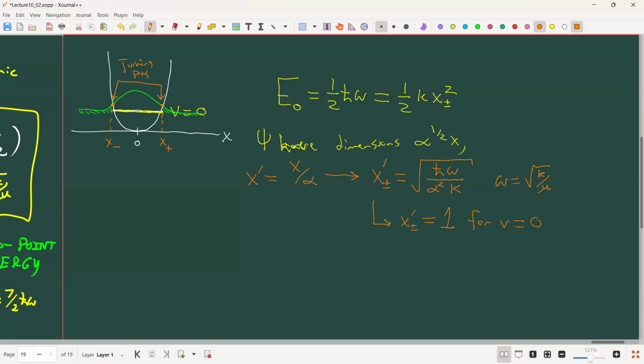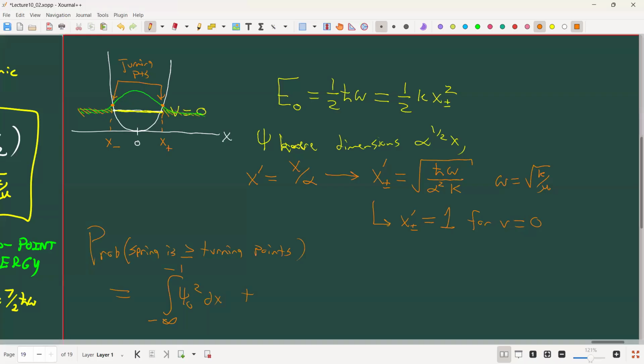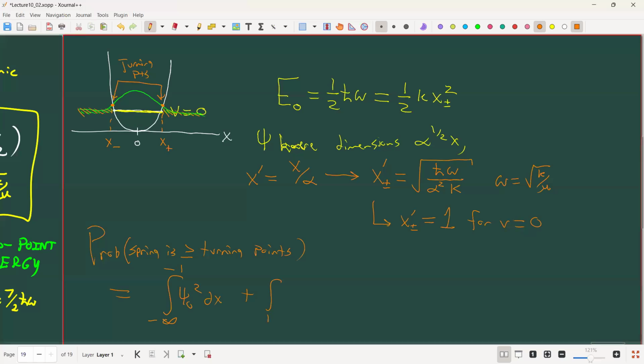Okay, so that means the probability that the spring is past the turning points is equal to the integral from minus infinity to minus 1, that's this region right here, of psi 0 squared dx, plus the integral over here on the right, from 1 to infinity, of psi 0 squared dx.